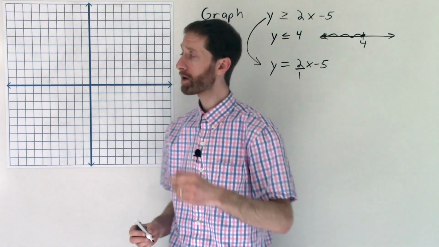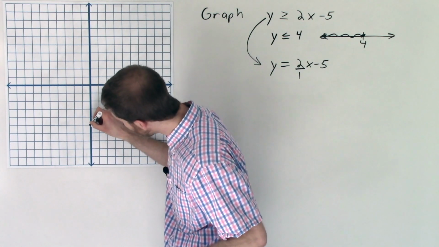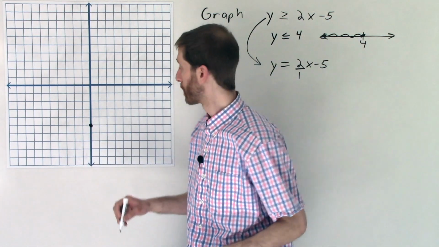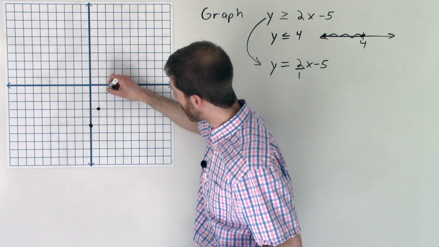Okay, so our y-intercept is -5. That's down 1, 2, 3, 4, 5. Right there, beautiful. And then we are going to rise 2 and run 1. Rise 1, 2, run 1. Rise 1, 2, run 1, and maybe I'll do one more.